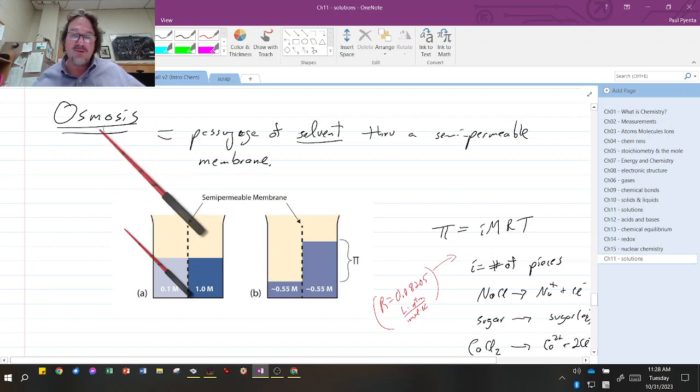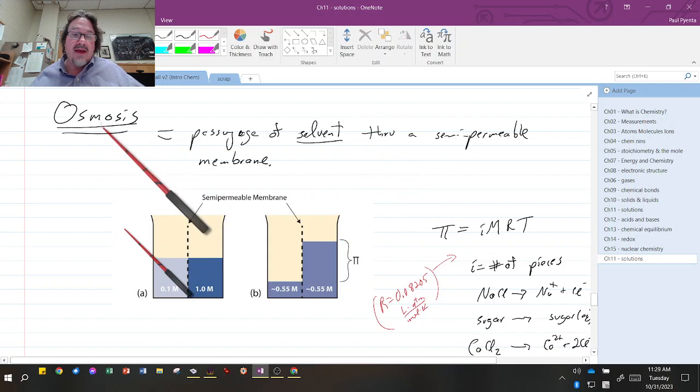So osmosis is, by definition, the passage of a solvent, not the solute here, but a solvent, okay? The passage of a solvent through a semi-permeable membrane. Like your cell membranes, they're semi-permeable. And the solvent that they live in is water.